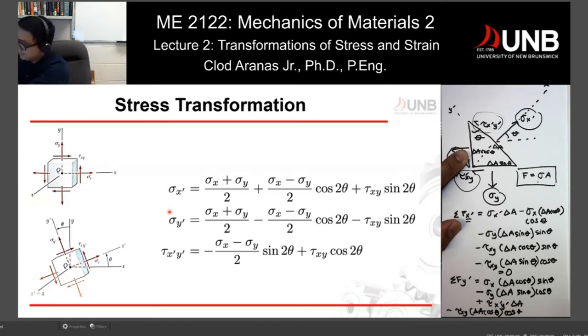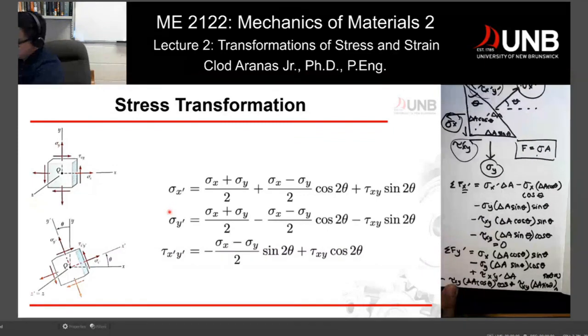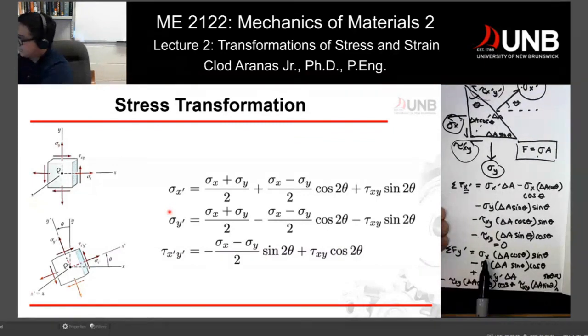And then for the positive one, I'm going to move the paper here. I'm not sure if you can see it, but the positive one would be plus tau xy delta A sine theta, is equal to 0. I'm going to rewrite the equations later, but that would be the equation there. So we have contributions from tau x prime y prime, negative tau xy, and then positive tau xy. So we just sum forces along x prime and y prime.